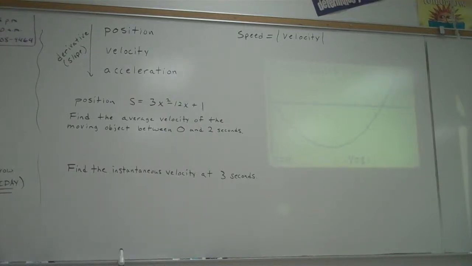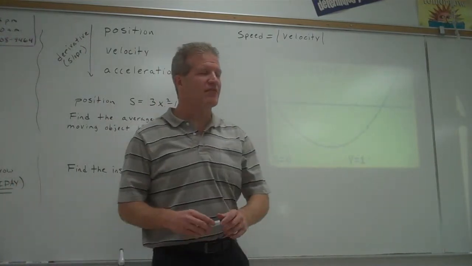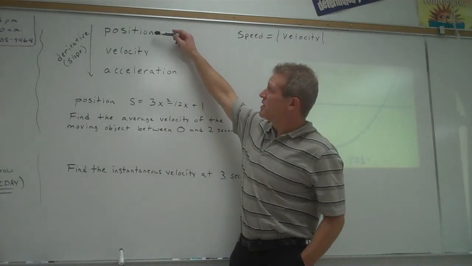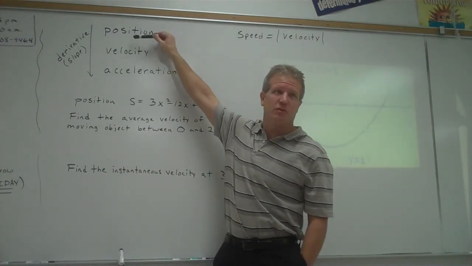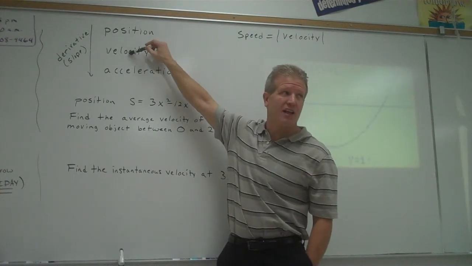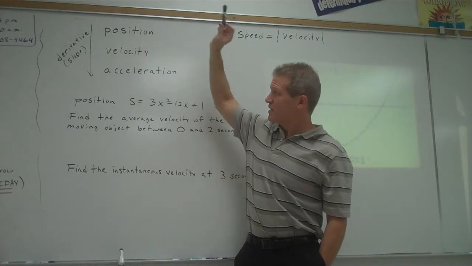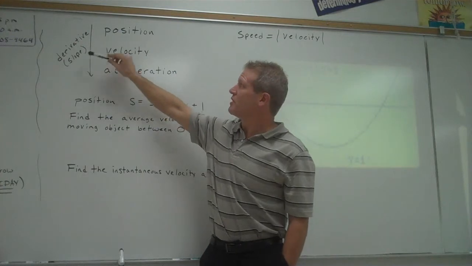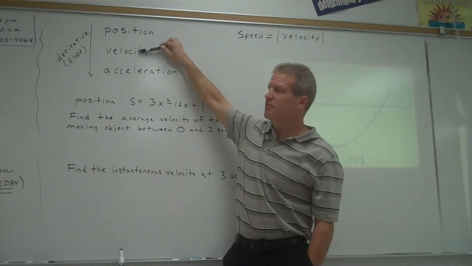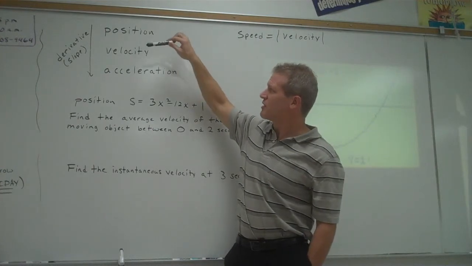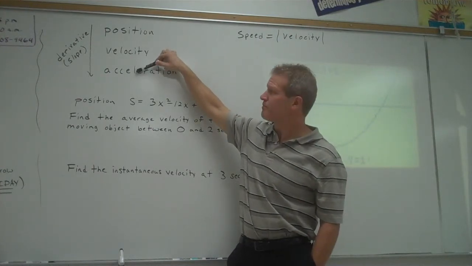All right, so here's an example that will help you with the 3-1 to 3-4 test over velocity and acceleration. First of all, you have to remember that we have three things we're really dealing with: position, velocity, acceleration. The derivative of position will give you velocity. The derivative of velocity will give you acceleration. Another word for derivative is slope, remember. So if you look at the slope of the position graph, you're really looking at velocity. Or if you look at the slope of the velocity graph, that's going to give you acceleration.